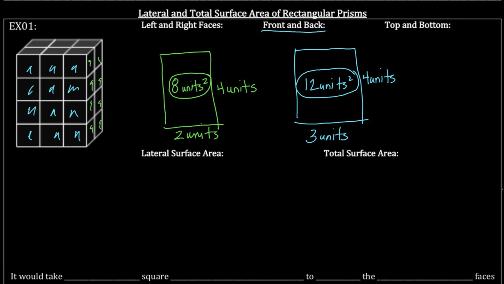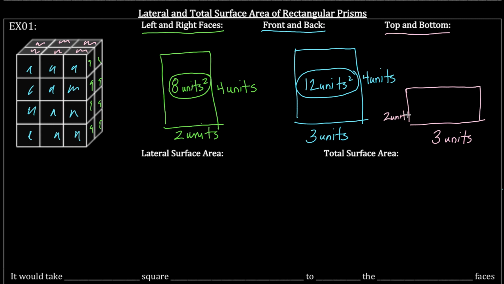Okay, let's do pink for the top and the bottom. So we can see the top here. That is 3 units long by 2 units. And that means the area is 6 units squared, because 2 times 3 is 6 units times units, 6 units to the second power, or 6 square units. 1, 2, 3, 4, 5, 6.